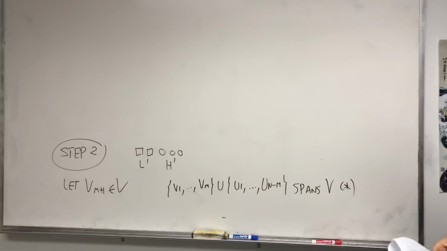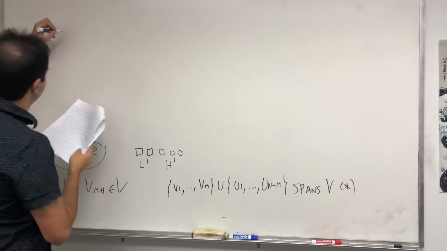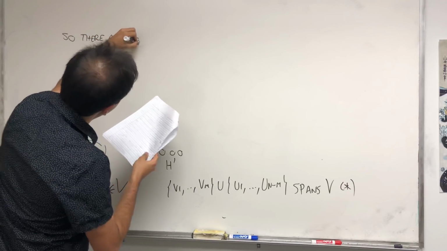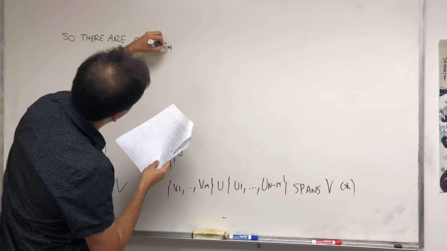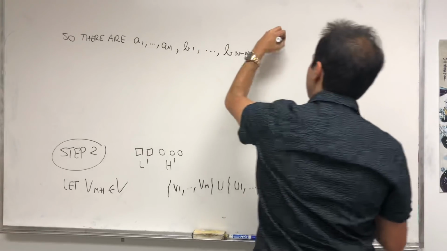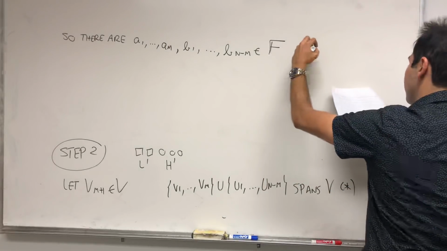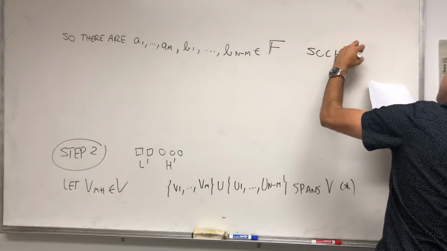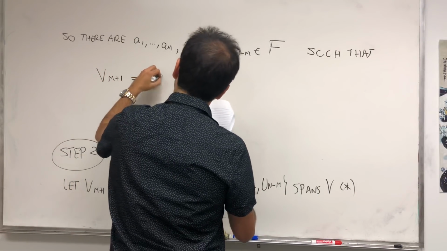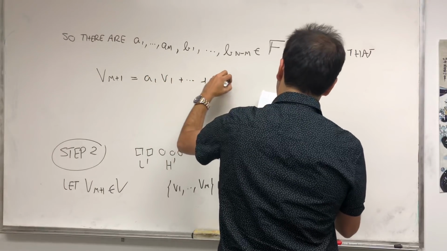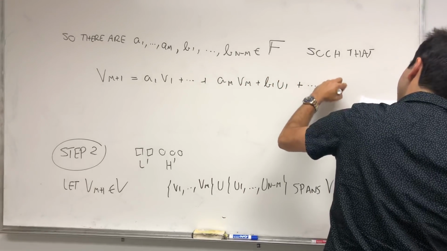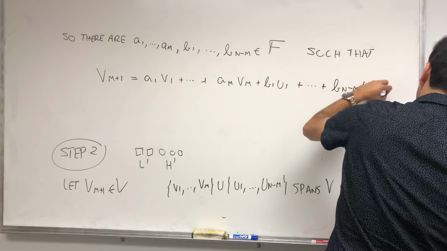You can see it. So there are A1 up to Am, B1 up to B_{n-m} in the field, so constants, such that your new vector, V_{m+1}, is a linear combo of your old vectors: A1 V1 plus dot dot dot plus Am Vm plus B1 U1 plus dot dot dot plus B_{n-m} U_{n-m}.